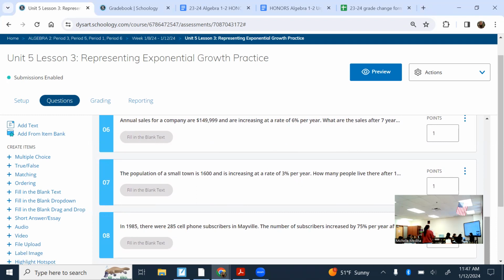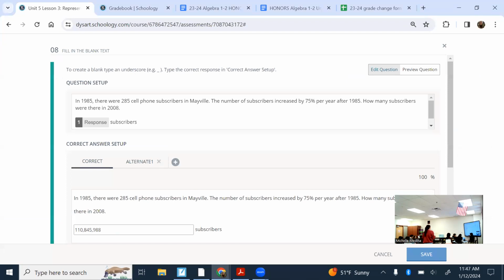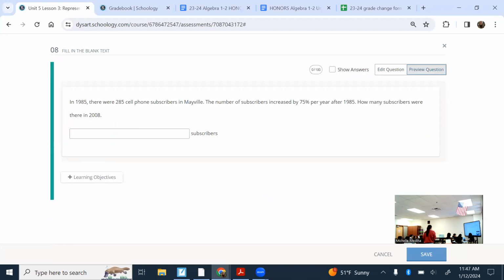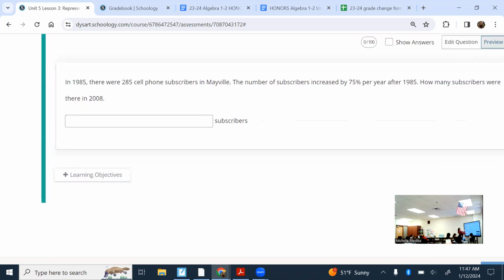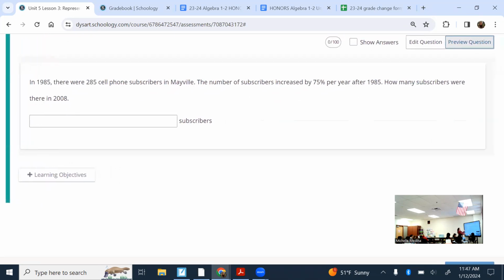So if you also needed help with this one, yours could be shuffled or it might not be, but it's the one that's about 1985. There were 285 cell phone subscribers in Mayville. The number of subscribers increased by 75% each year after 1985. How many subscribers were there in 2008?